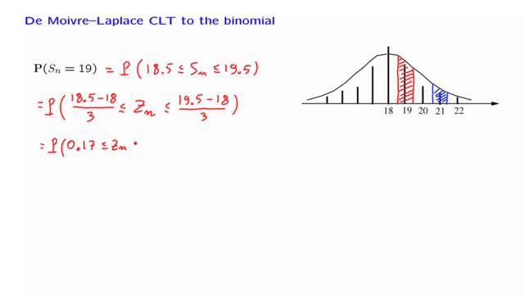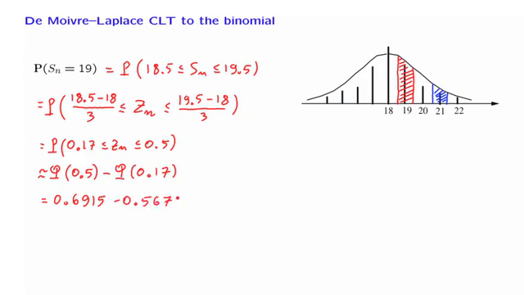and 0.5. And now if we pretend that Zn is a standard normal random variable, which is what the central limit theorem suggests, this is going to be equal to the probability that a standard normal is less than or equal to 0.5 minus the probability that it is less than 0.17. And if we look up those entries in the normal tables, what we find is an answer of 0.6915 minus this number, which evaluates to 0.124.